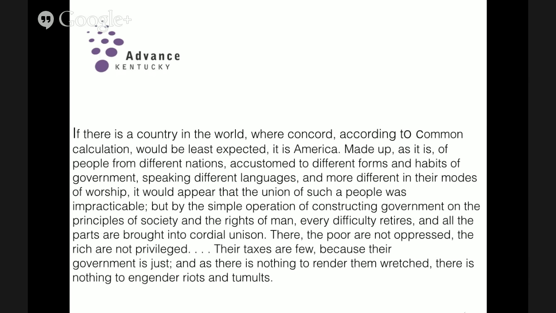So, yeah, you can see why they're asking you the extent to which it holds true. So we're going to say all parts are brought into cordial unison. The poor are not oppressed. The rich are not privileged. Taxes are few. The government is just. There is nothing to render them wretched, so there are no riots or tumults.